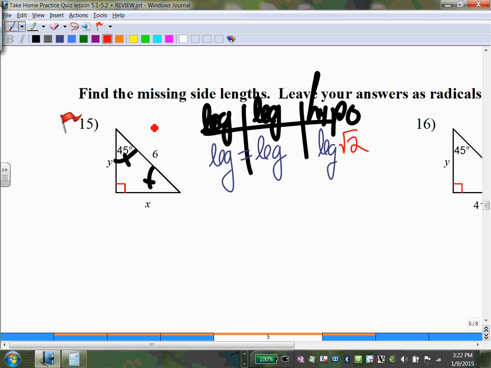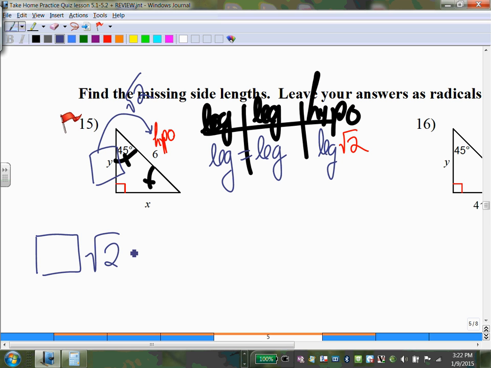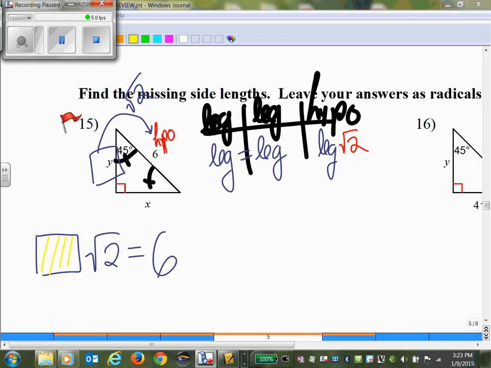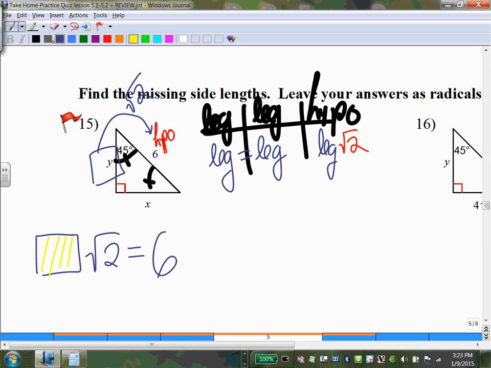So it reads like this. This 6 is the hypo. So we have to work backwards. What we have here is a leg times root 2 equals the hypo 6. So let me give it like an equation. Something times root 2 equals 6. You fill out that something. And once you get that one, you can also get this one because it's leg equals leg.